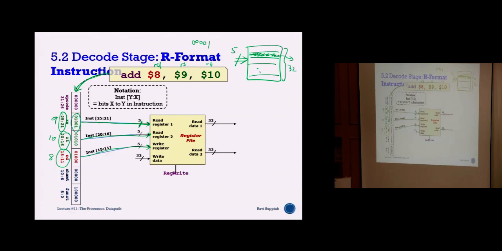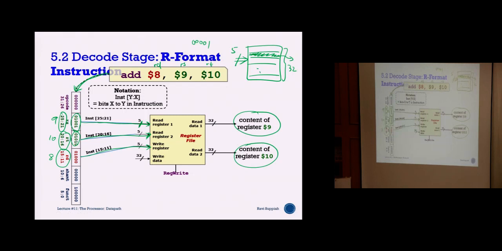So when this 1001 goes in here, what must come out? The content of register 9, whatever is the content inside this register. Same thing over here. When this value 1010 goes inside here, to read register 2, the content of register 10 will come out. That is the decoding stage.